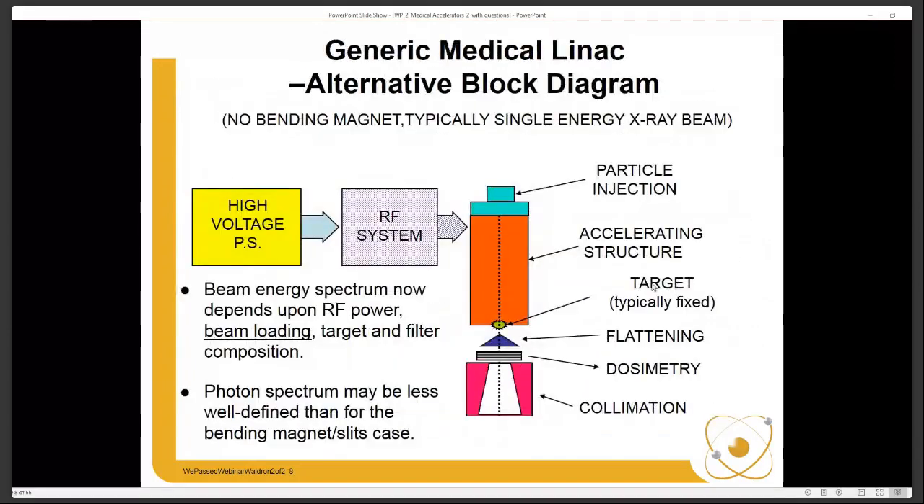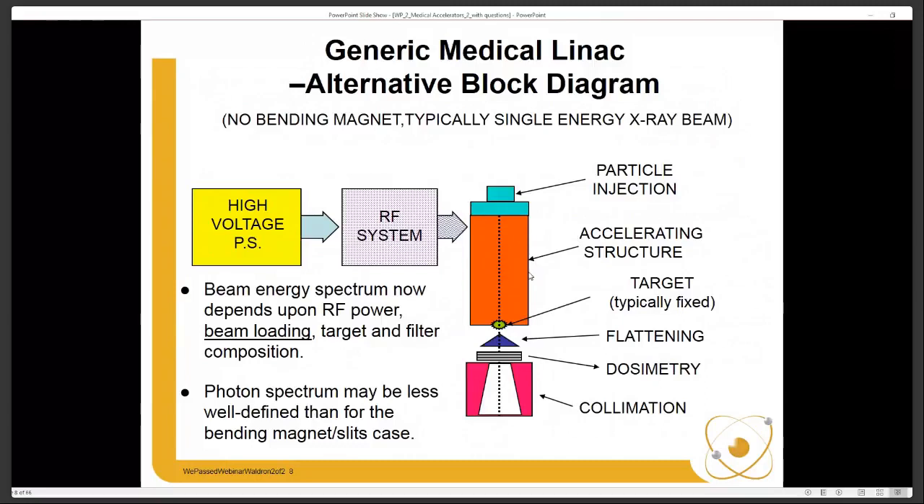And a reminder here that not all medical Linacs have bending magnets. If we are talking about a machine that happens to be called a tomotherapy unit or a CyberKnife unit or a Mobitron unit, there is no bending magnet at the exit of the accelerator. The accelerators tend to be short in length and are oftentimes just a single energy.